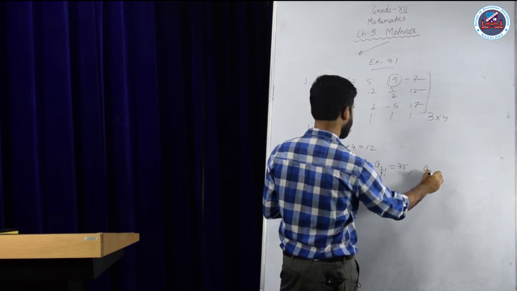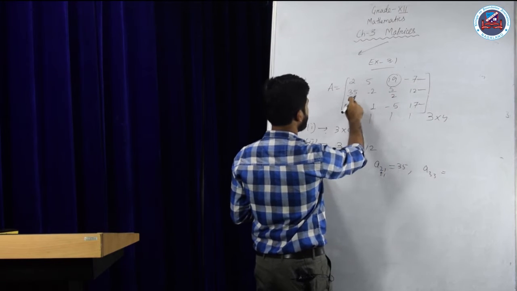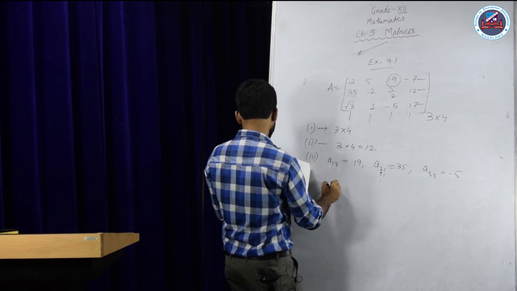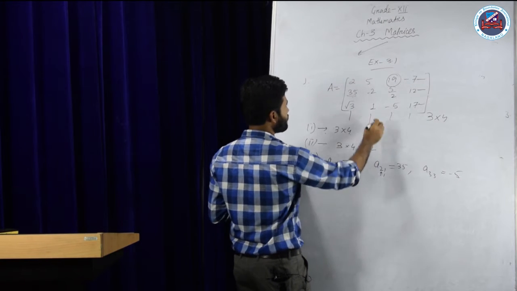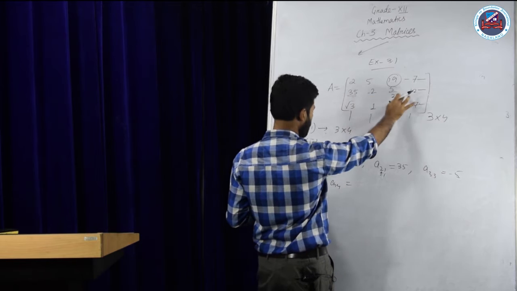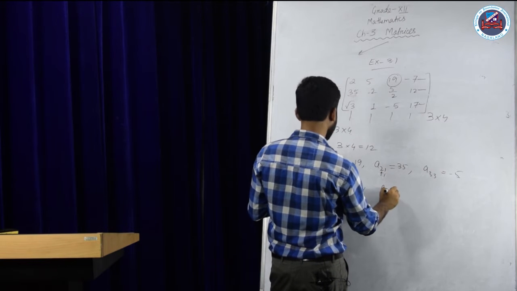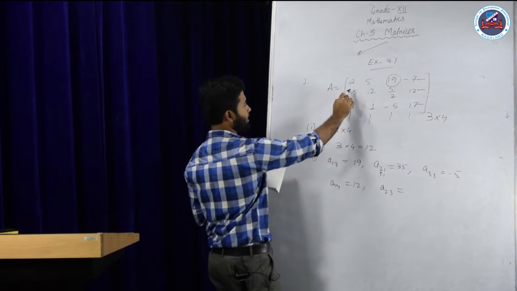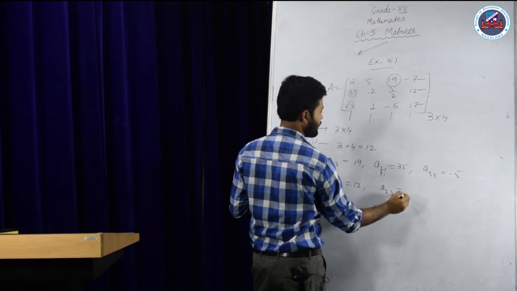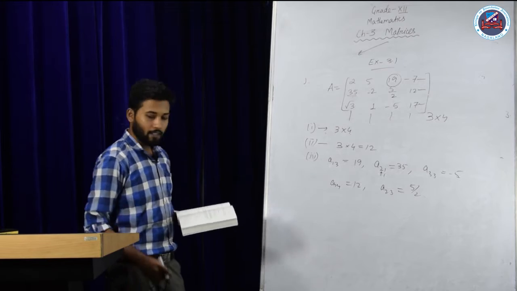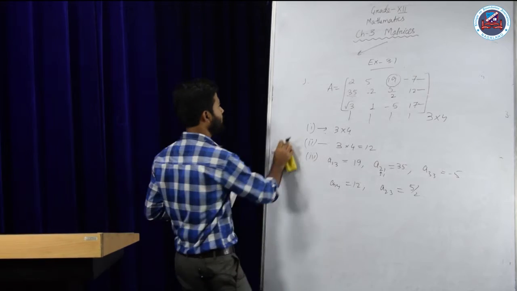Then the A33, what is it? Third row, third column, minus 5. Then A24, what is A24? Second row, fourth column, so 12. A23, it is the second row, third column, 5 by 2. Okay. Now let us see another problem.